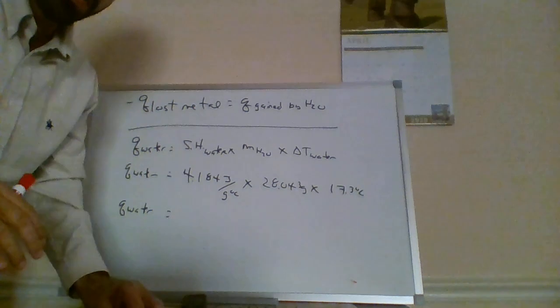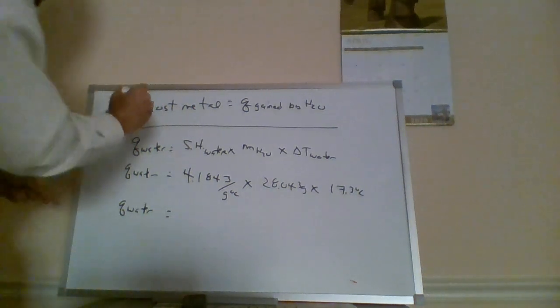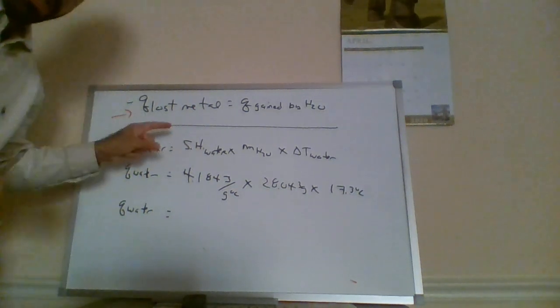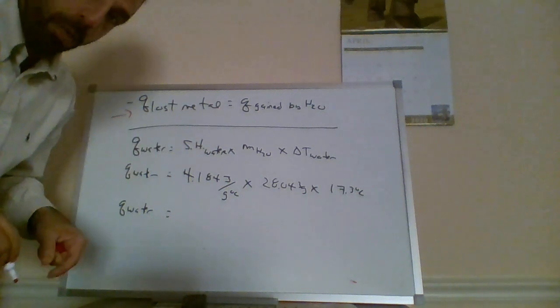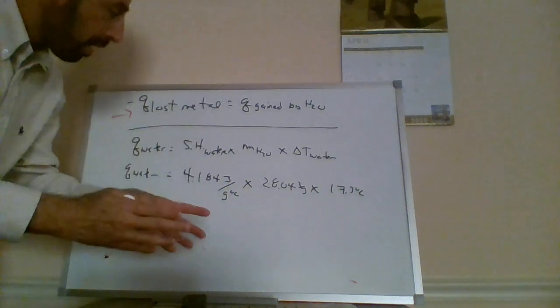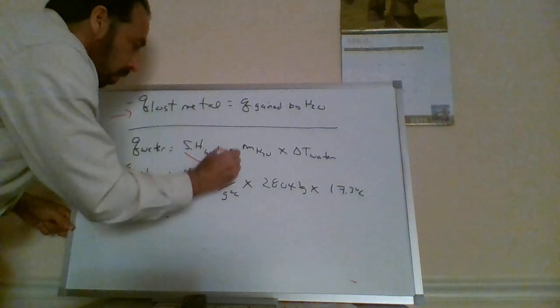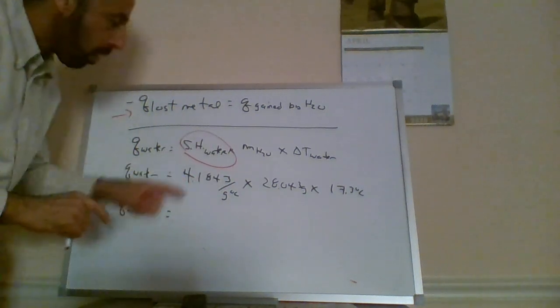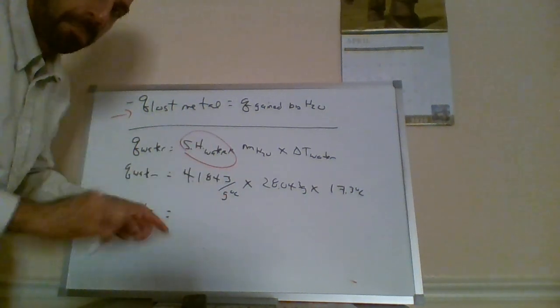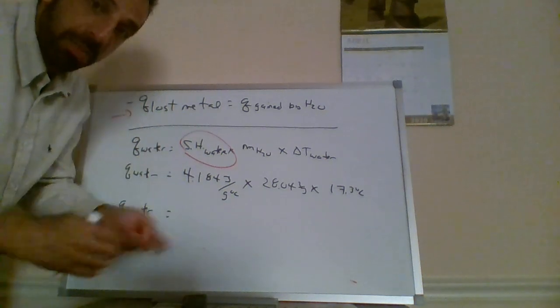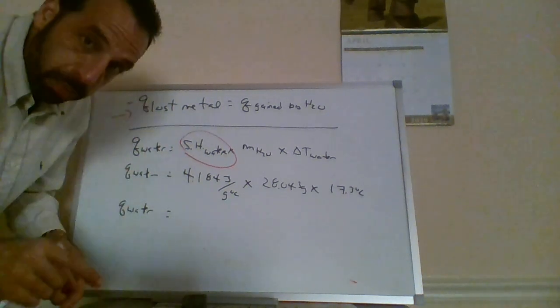The key to this is that the heat lost by the metal is equal to the heat gained by the water. So we can figure out the heat gained by the water because we know the specific heat of water. That's a constant, 4.184 joules per gram degrees Celsius. The metal's is unknown, so we're not sure what its specific heat is. That's what we're going to figure out.